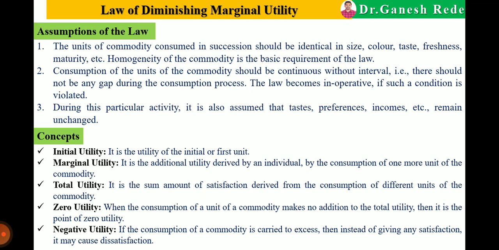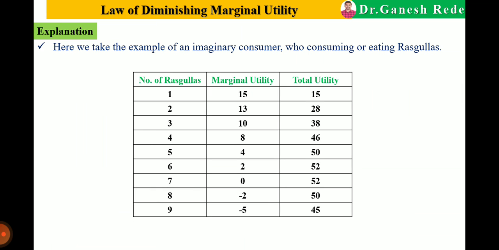Now we will explain with the help of an example. Here we take the example of an imaginary consumer who is eating rasgullas. In the first column is the number of rasgullas: 1, 2, 3, 4, 5, 6, 7, 8 and 9. That consumer has a capacity of eating 9 rasgullas, so we take 9 rasgullas. The second column is the marginal utility, and the third is the total utility.